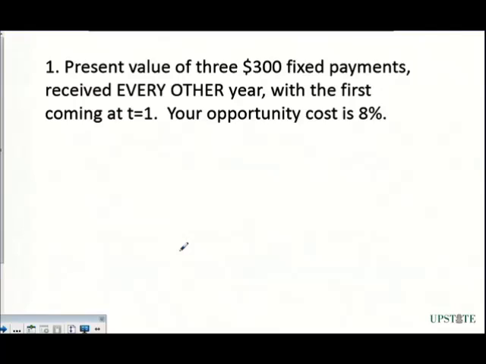Okay, so we go into question number 1 here. We're showing the present value of three $300 fixed payments received every other year, with the first payment coming at t equals 1. Opportunity cost is 8%. It's important that we notice we say every other year, and the first is coming at t equals 1. So we're going to sketch out our cash flows here, right? We have time periods 1, 2, 3, 4, 5, and 6.